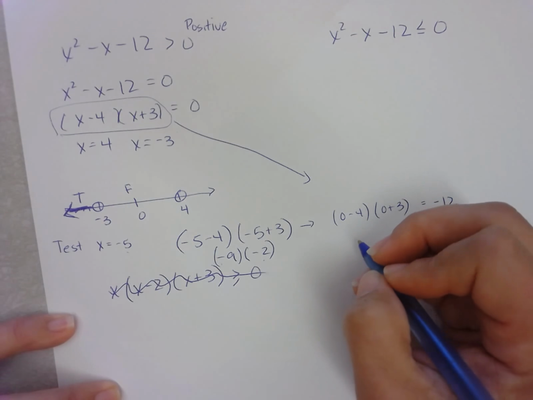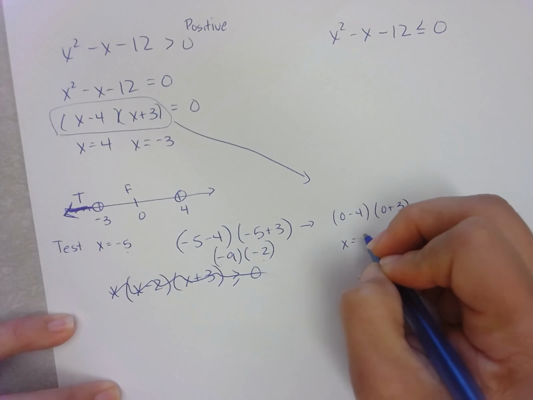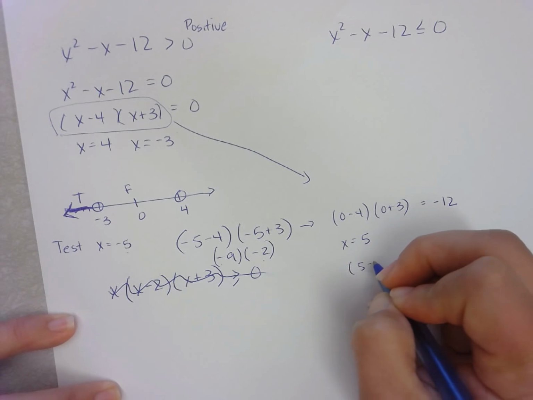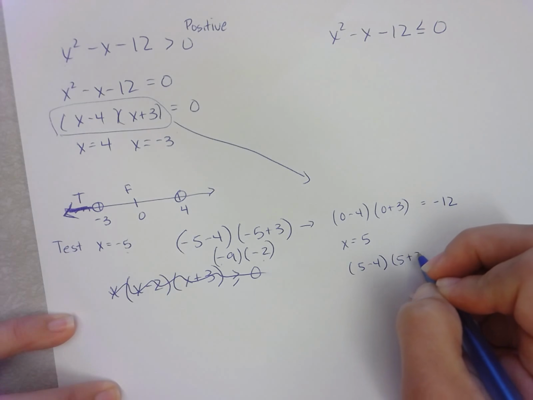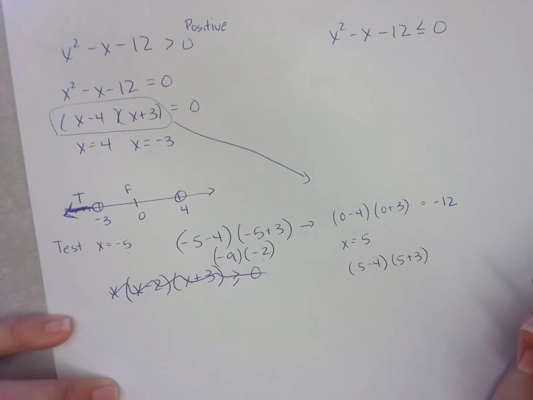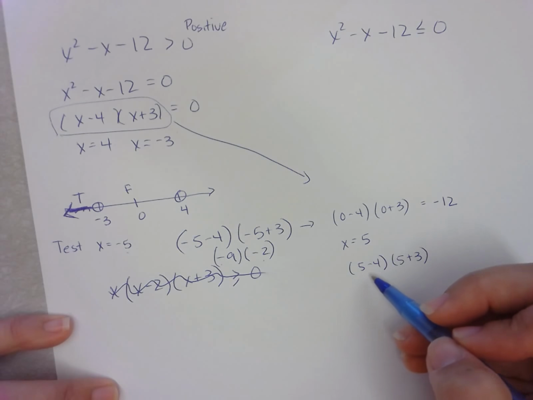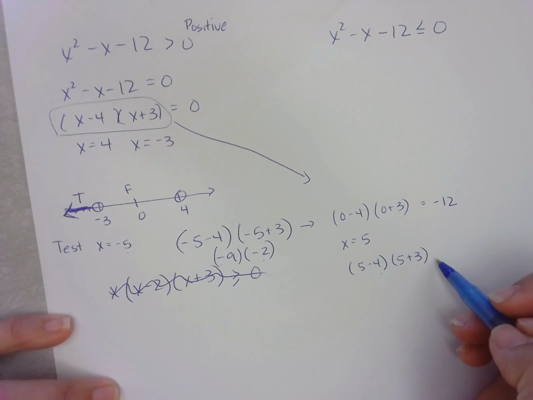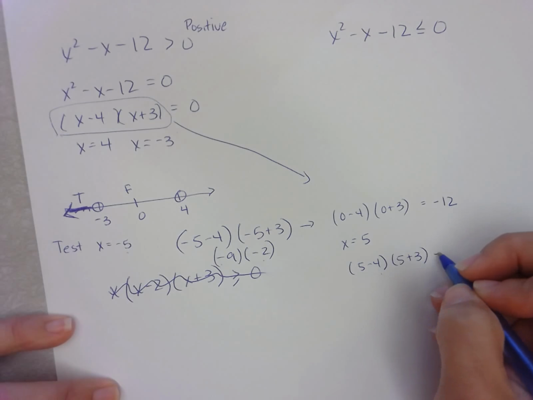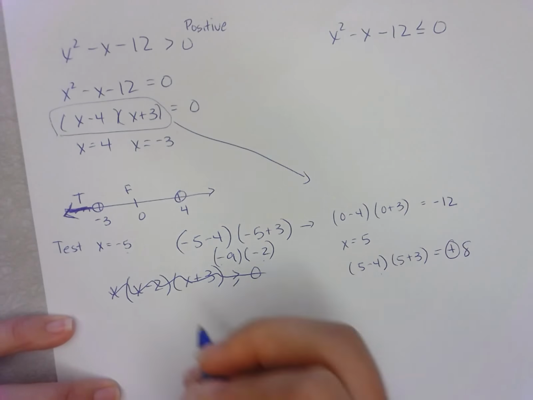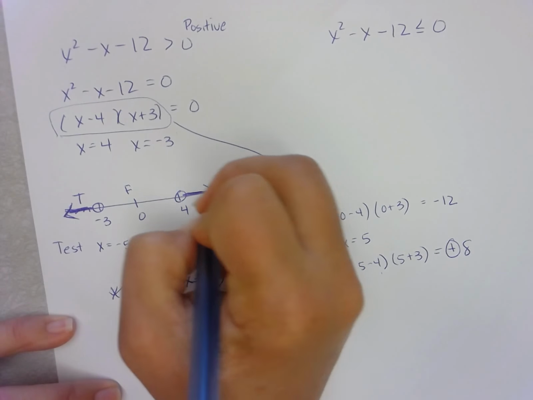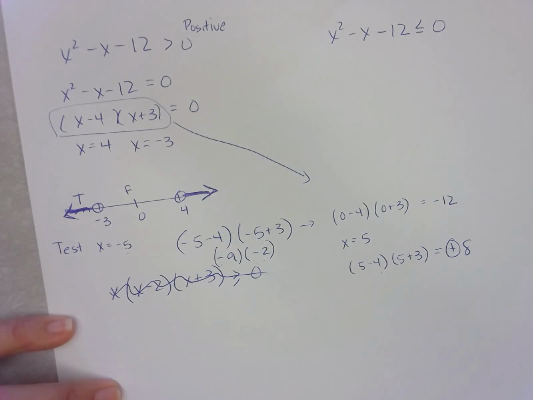Now for a number bigger than 4, let me just use x equals 5. I have 5 minus 4 times 5 plus 3. Again, it doesn't matter what that number actually is, just that it's positive. So here I'm going to get 1 times 8, which is 8, but the only thing that really matters is that it's positive. And so that means that my solution falls here as well.